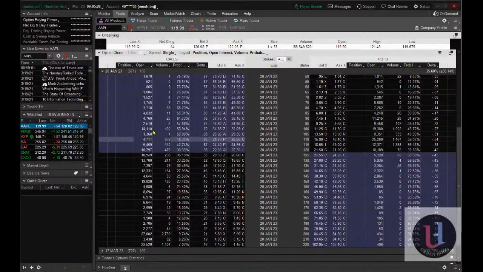So if you want to get out of that call or put, you will have a hard time selling it. So it's always good to look at open interest, the volume, and the implied volatility that we mentioned.